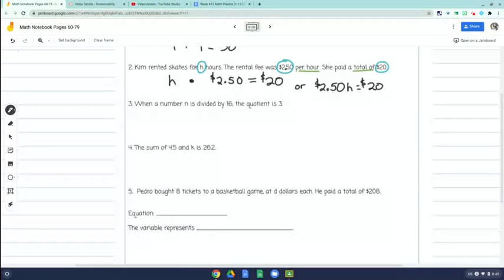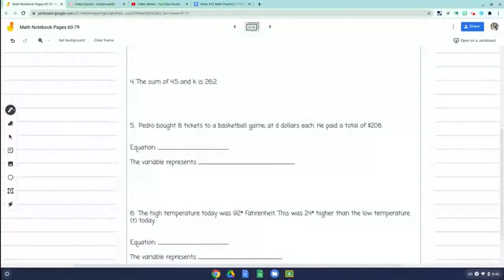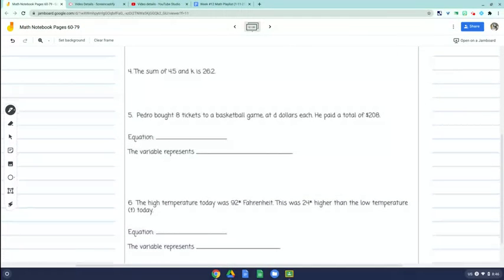Let's take a look at number 5. I think 3 and 4 you can probably figure out on your own. So let's take a look at number 5. Number 5, we have Pedro bought 8 tickets to a basketball game at $D each. He paid a total of $208. So we need to write the equation here.